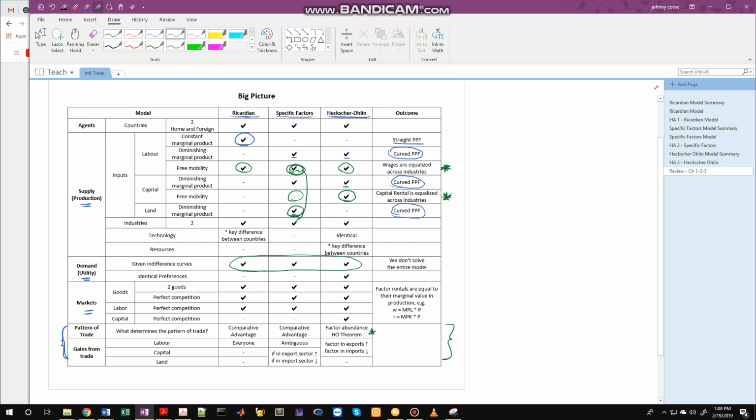And then when we look at overall gains from trade, we learned that in the Ricardian model, everyone gains from trade. In the specific factors model, the workers have an ambiguous effect. Some workers win, some workers lose, depending on their preferences, while capital and land depend on which sector they're being used in. And in the Heckscher-Ohlin model, the main result is that the factor that's being used intensively in exports gains, and the factor that's being used intensively in imports loses.